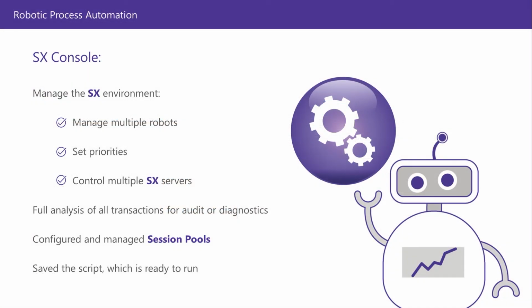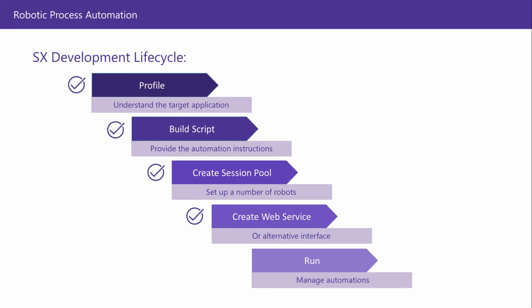As we've seen in the demo, the SX console is provided with SX as a management tool. It's where we can manage our bots into teams, and they can be ordered so that the higher specification machines can take priority and be the first to be used. It can also manage a whole farm of SX servers and provides full access to the audit information that the system is collecting as the automations run. So back on our development lifecycle, and that's the end of the cycle.